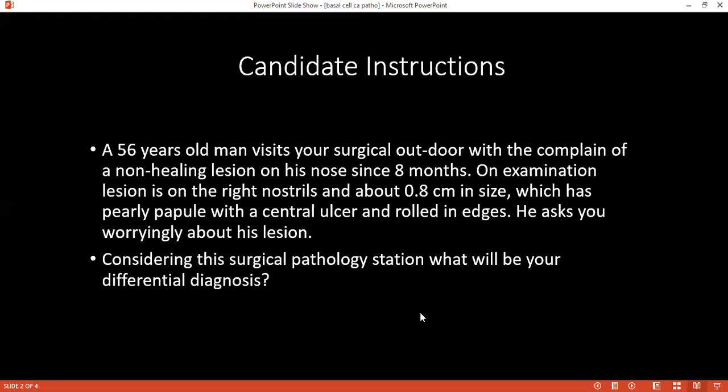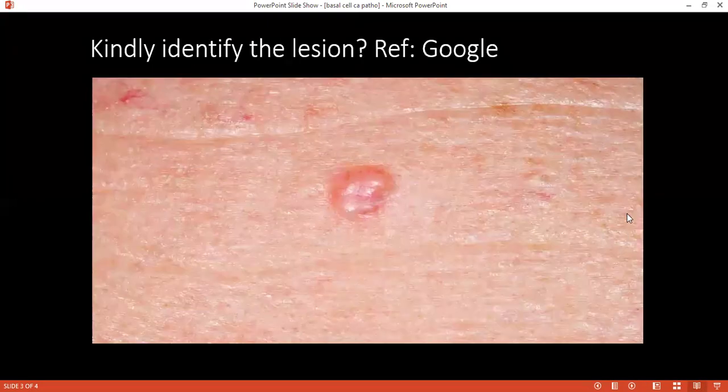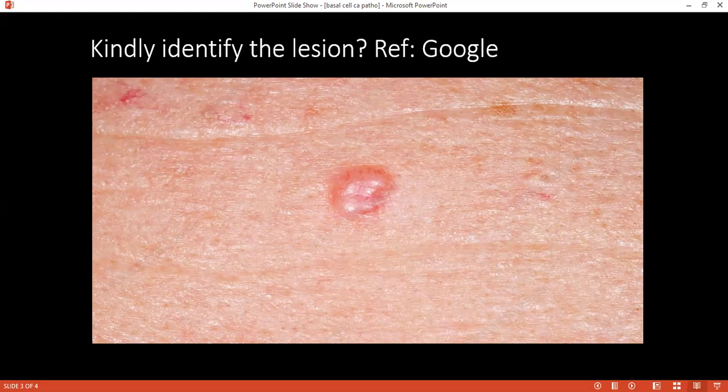So if you look at this image, can you help me describe this? What are you looking at? Okay, so it looks like a pearly white papular lesion with telangiectasia and an everted margin.